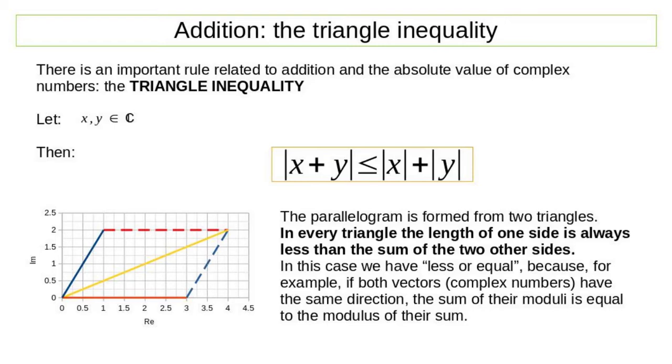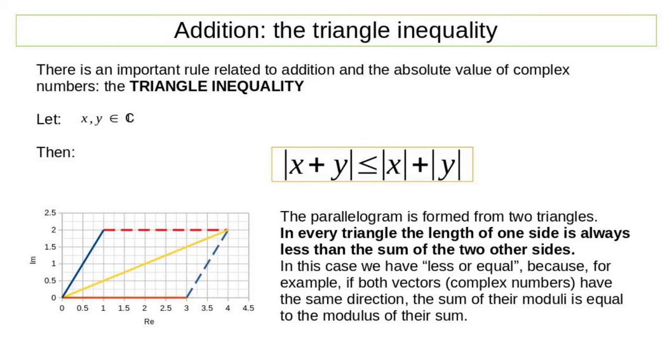As you can see in the figure on the left, if x is the red vector and y is the blue vector, the yellow vector is the one corresponding to x plus y. This vector cuts the parallelogram into two identical triangles. As you may already know, in every triangle the length of one side is always lower than the sum of the lengths of the other two sides.